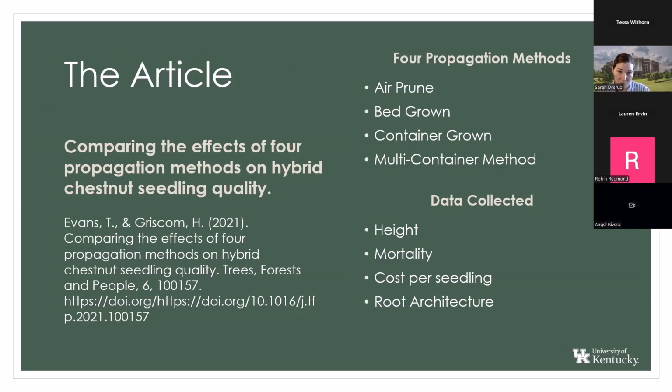So we spent a moment, we broke down infographics and their use, and then I had found an article to use for in-class work. So the article is titled Comparing the Effects of Four Propagation Methods on Hybrid Chestnut Seed Quality. The article itself used four different propagation methods. They used air pruning, bed grown, container grown, and multi-container method, four different methods. And then they collected different data. They looked at the height, the mortality, the cost per seedling, and the root architecture.